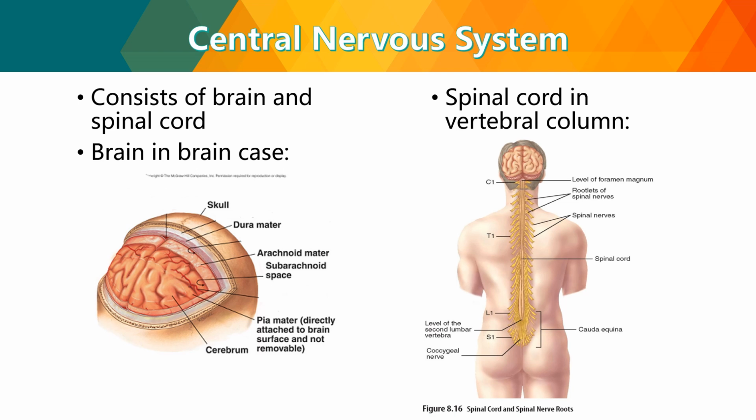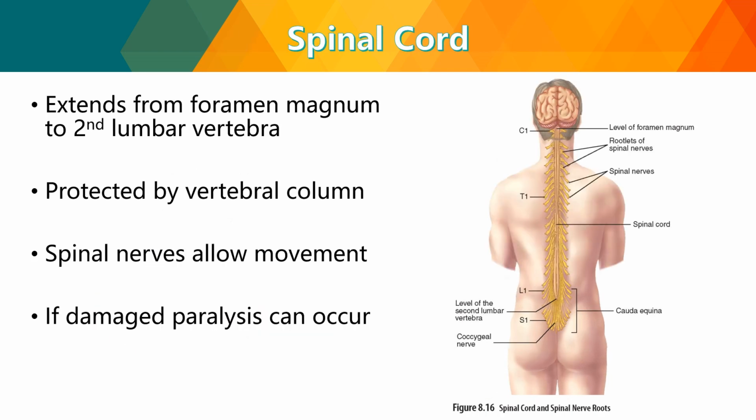For your spinal cord, it is found inside your vertebral column. It has rootlets of the spinal nerves. You have your spinal cord, and then at the lower part, you will see the cauda equina. The spinal cord extends from the foramen magnum to the second lumbar vertebra. It is protected by the vertebral column, and your spinal nerves allow your movement. If damaged, paralysis can occur. So don't be confused about the difference between your vertebral column and your spinal cord.